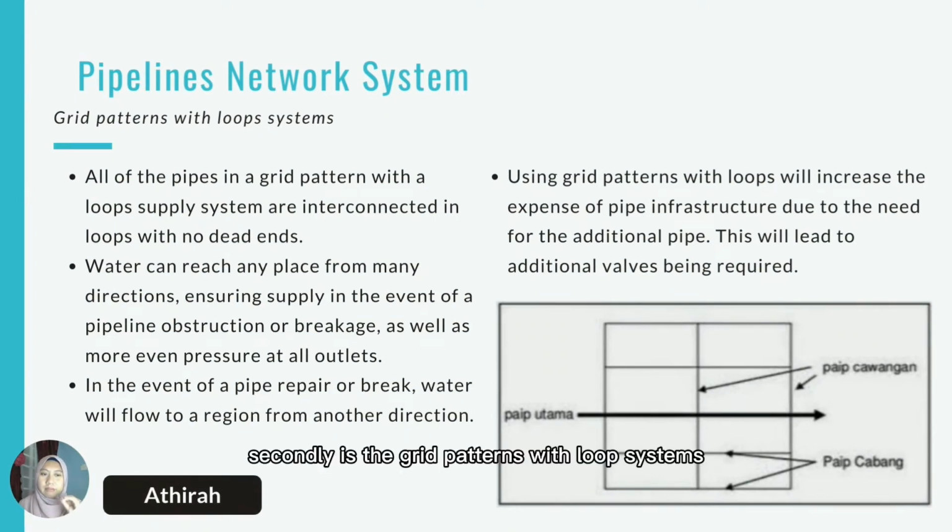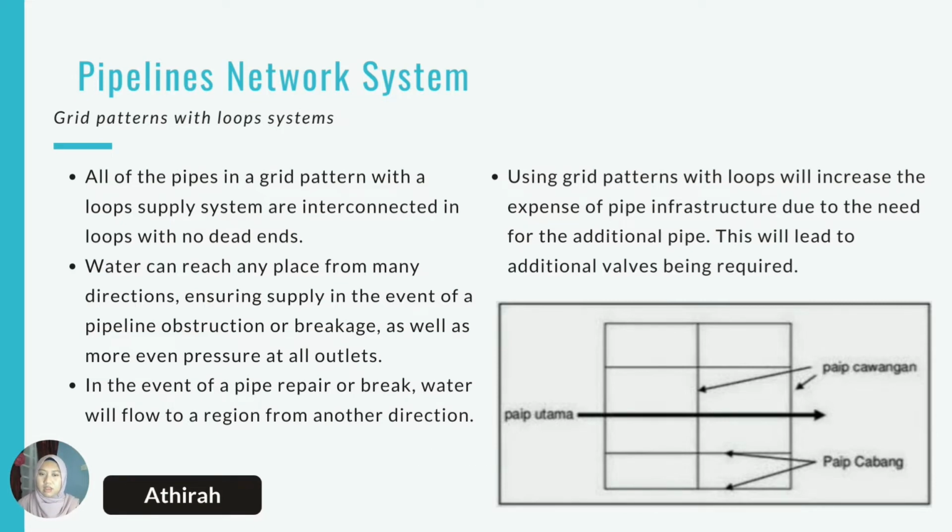Secondly is the grid patterns with loop systems. All of the pipes in the grid pattern with a loop supply system are interconnected in loops with no dead ends. Water can reach any place from many directions, ensuring supply in the event of pipeline obstruction or breakage, as well as more even pressure at all outlets.